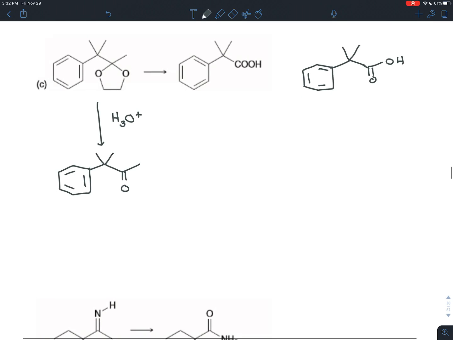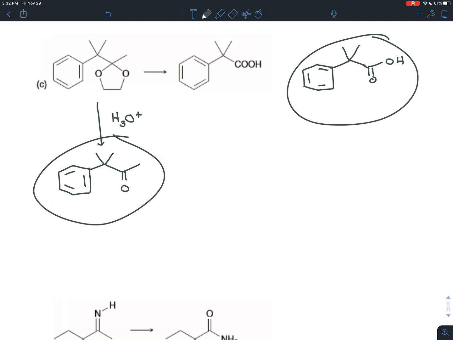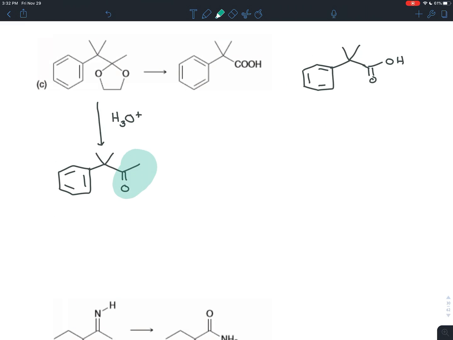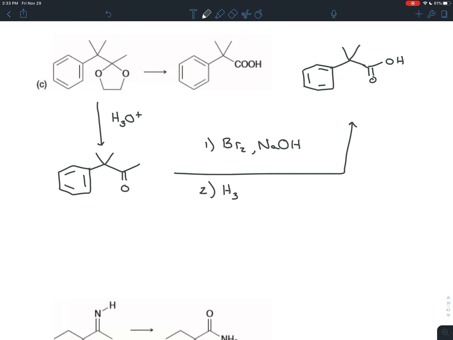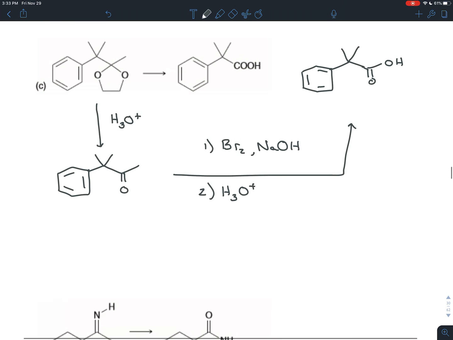Okay, well, now that we see this, we see a very clear connection between those two molecules. We have a methyl ketone and a carboxylic acid. That reaction is just the haloform reaction. You first treat that with molecular bromine and sodium hydroxide, and then you protonate it with an aqueous acid wash. So, hydronium ion. That's it.